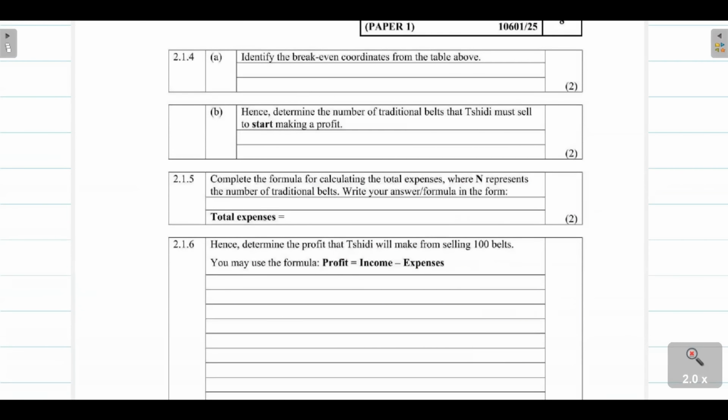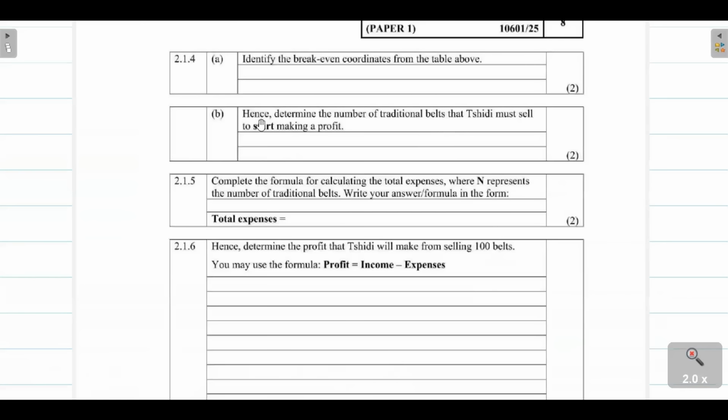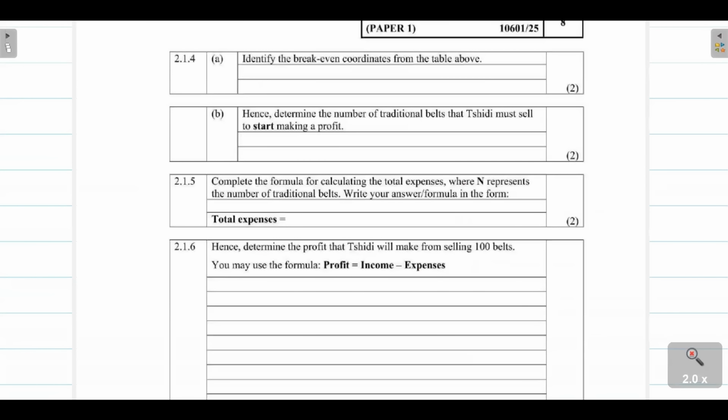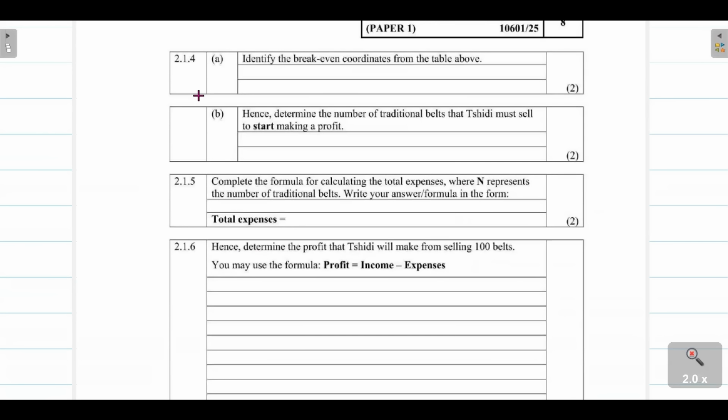Okay, so we've gone through all these questions. I think we stopped at question 2.1.3, and then I was just quickly going through question 2.1.4 all the way up to question 2.1.6. I'm just going to quickly write down these answers so that I can be sure that we are all on the same page. So for question 2.1.4, it says identify the break-even coordinates from the table above.